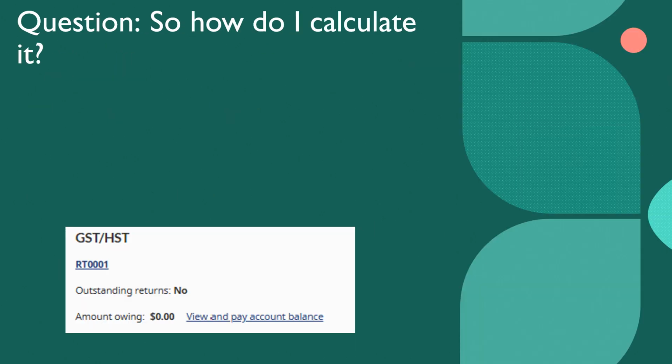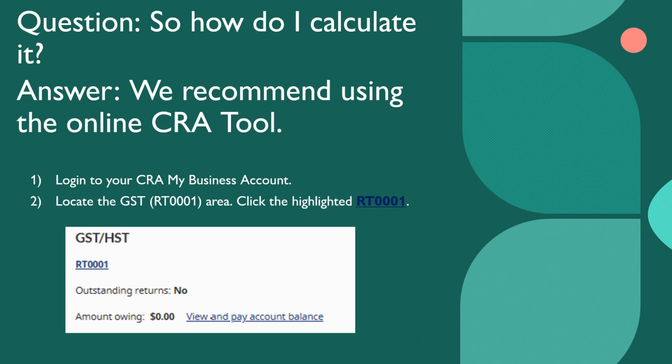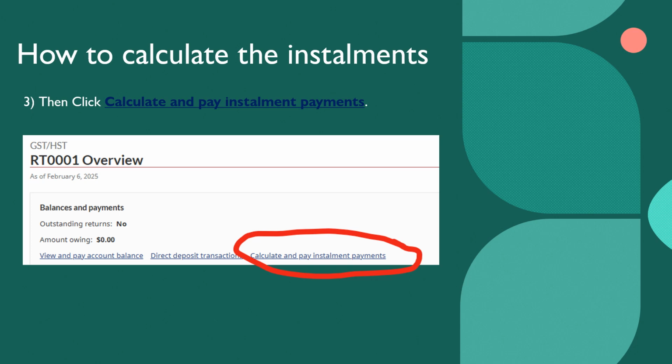Okay, so how do I calculate it? Well, we recommend using the online CRA tool. You're going to log into your CRA My Business account, navigate to the GST area that we show here, and click the RT0001 that is highlighted right there on your screen. You will click in from the CRA My Business account into your GST program area. Once you're in, you're going to see it says calculate and pay installment payments, and you're going to want to click on that.